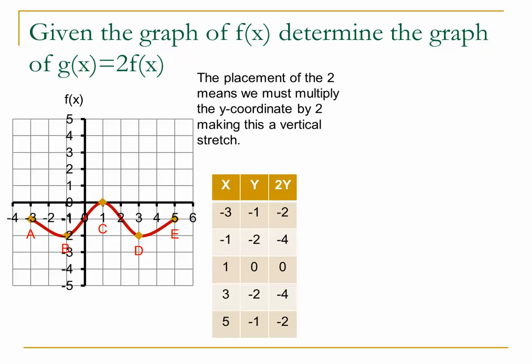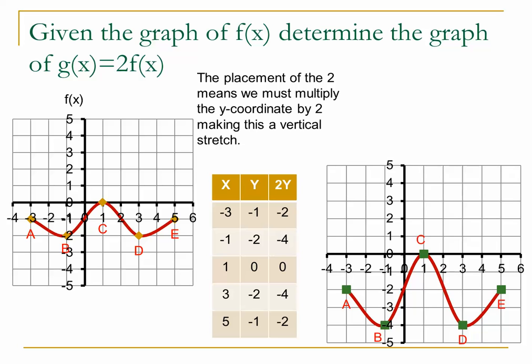So point A is at -3, -1. Point B is at -1, -2. Point C is at 1, 0. D is at 3, -2. And E is at 5, -1. The rule in our graphing transformation chart tells us that we multiply the y coordinate by 2. So we're going to take y multiplied by 2, which gives us a new ordered pair to graph.